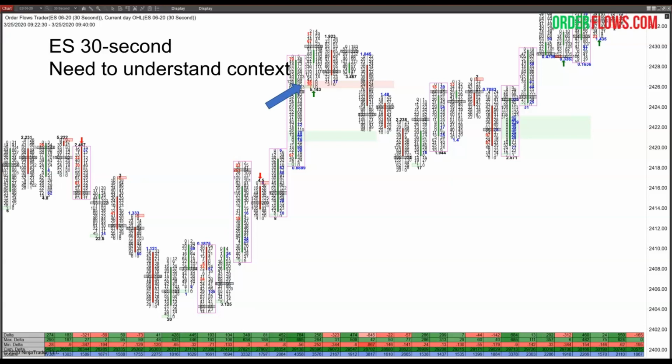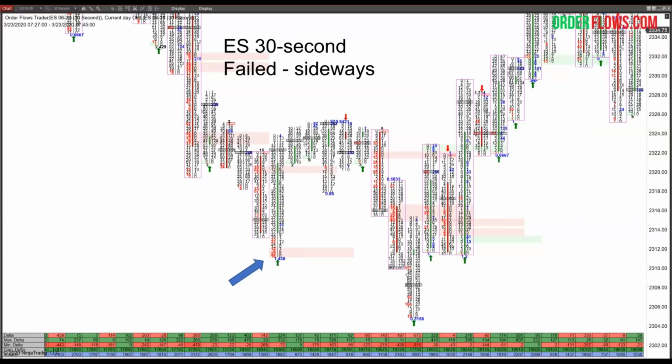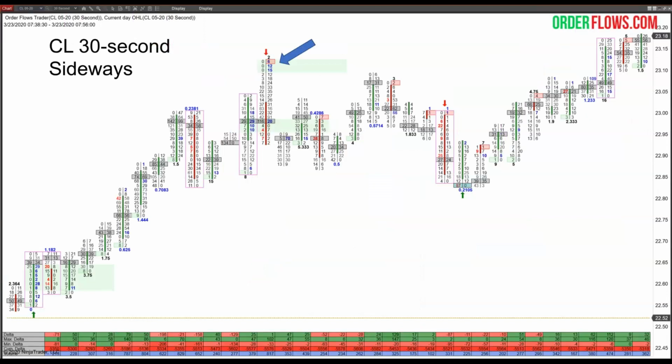You've got to understand market context. Now here's one, a 30-second chart. It just went sideways. You can say it failed, because honestly, if a trade's not working out after a couple of bars, you get out, right? So you could get out at a small loss. You don't have to be married to it. 30-second crude oil chart, again, just sort of went sideways, didn't really sell off, but that's what happens.